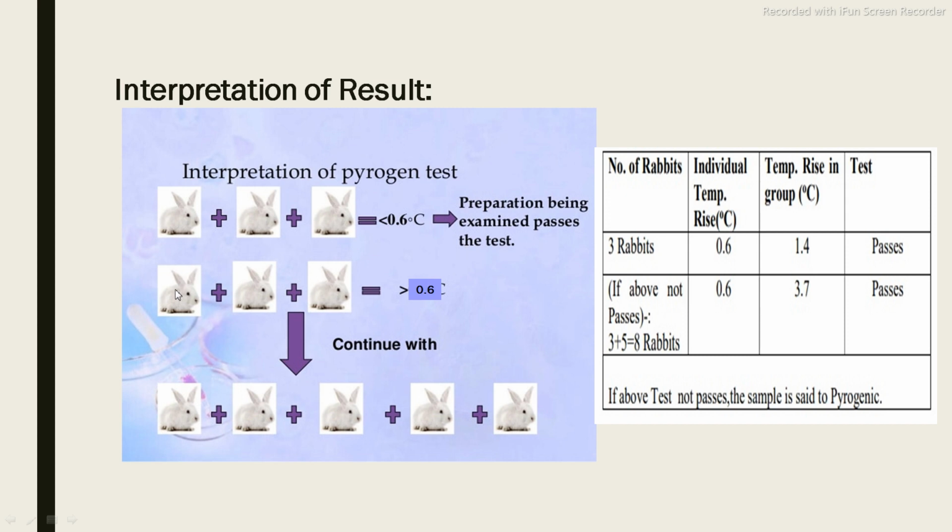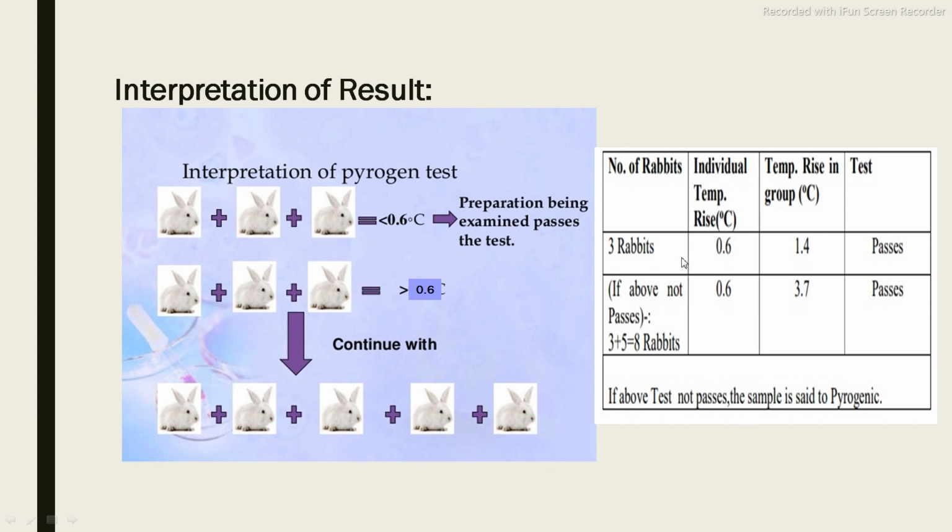If the rise in body temperature of the 3 rabbits is more than 0.6 degrees Celsius, then again we have to take a group of 5 animals, means 3 plus 5. In this way this test will be carried out in a total of 8 animals.